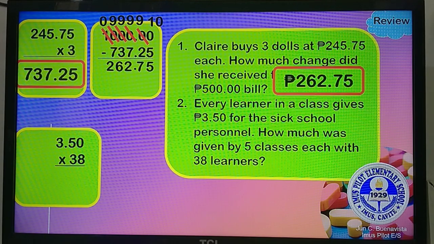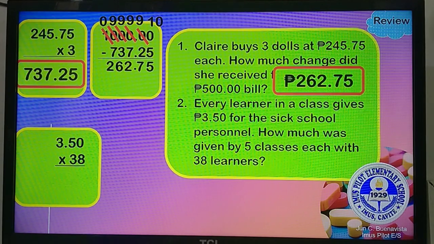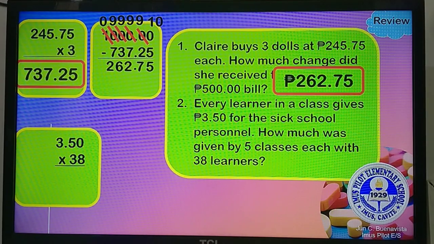Now, let's go to problem number 2. Every learner in a class gives 3 pesos and 50 centavos for the 6 school personnel. How much was given by 5 classes, each with 38 learners? Now, in one section, there are 38 children. Then, the question is how much was given by the 5 classes, each with 38 learners. How much did they collect altogether from all the sections?